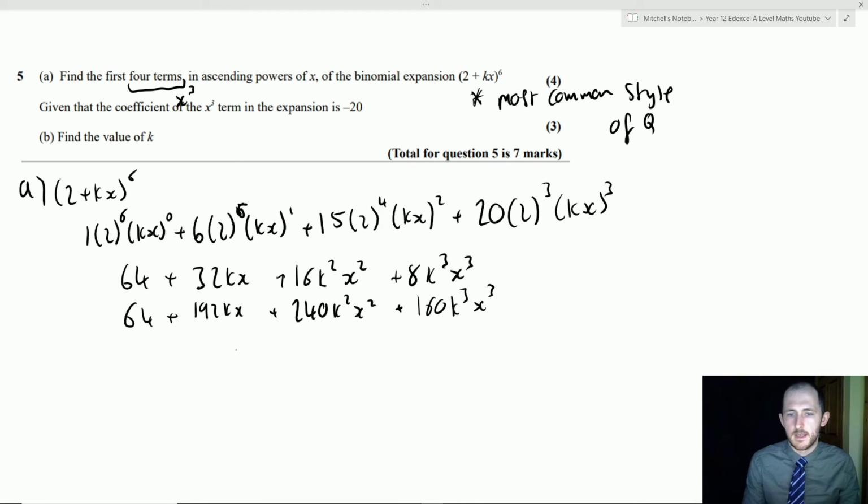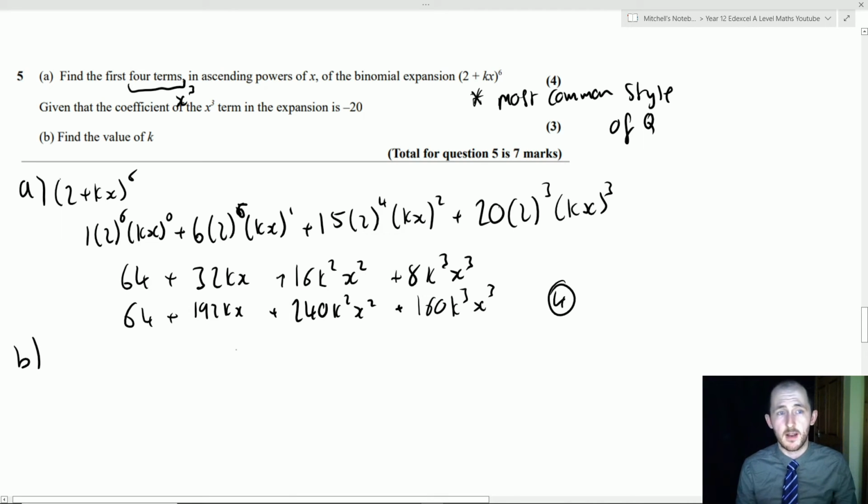Okay. Then for part B, so again, this is 4 marks. Pretty dang good in my opinion. Not much work, but it does require a bit of concentration, which again can be lapsing, especially in an exam. Part B, the coefficient of the x cubed term is minus 20.